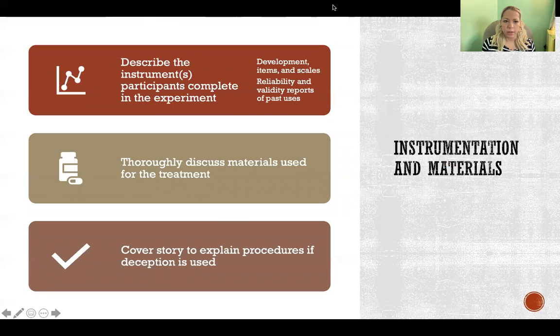Okay, instrumentation and materials. So you need to describe the instruments that the participants complete in the experiment. It could be surveys, it could be other types of instruments, they could be instruments that the researchers use to assess the participants and whatever activities are involved. So there will need to be some instruments of some kind that either the participants complete directly or the researchers are using to measure outcomes as you proceed through the study.